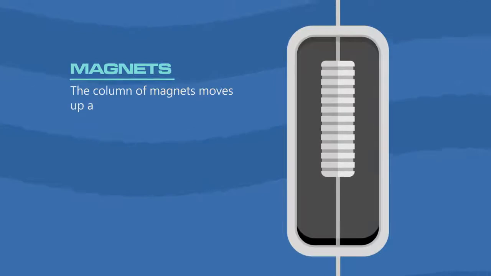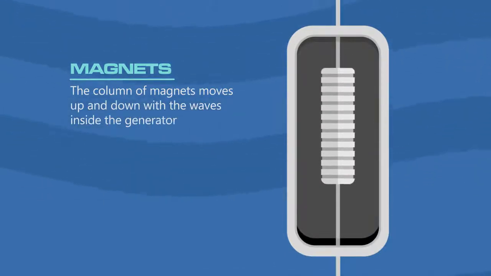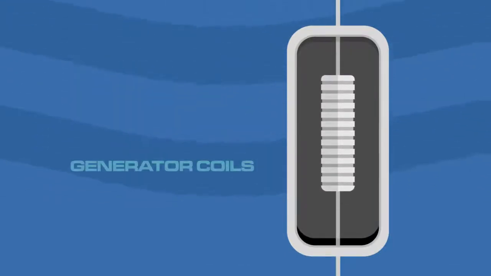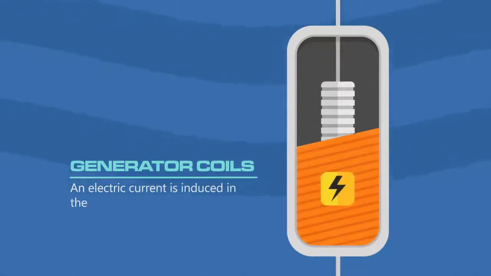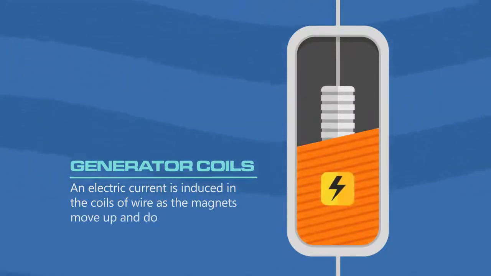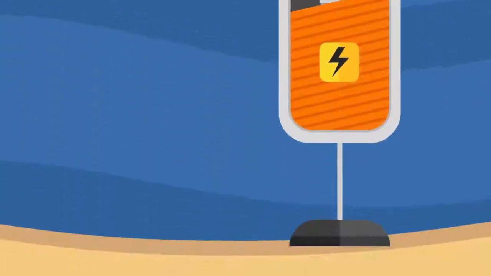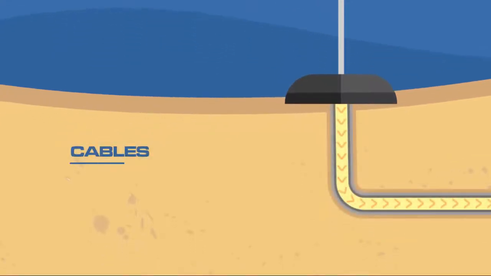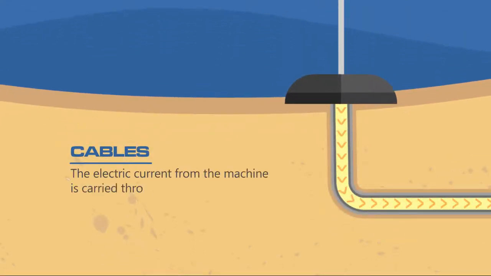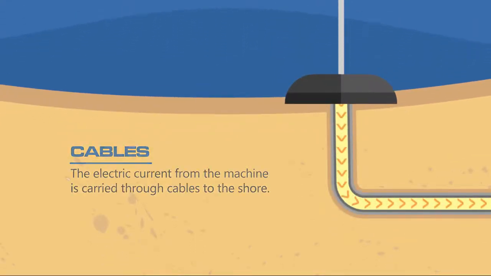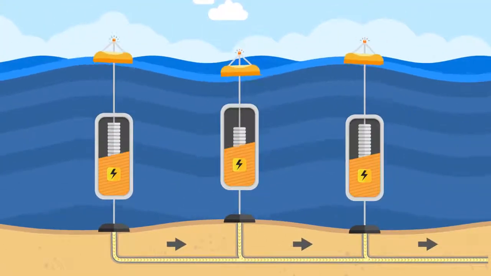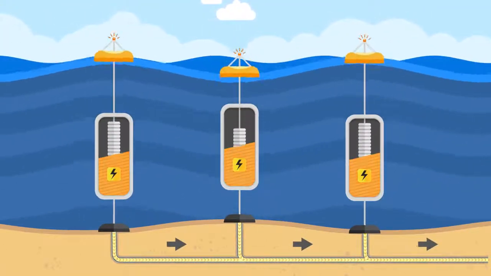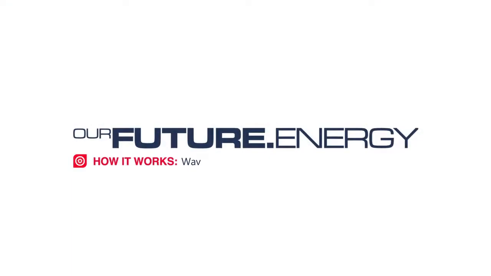Now, these magnets which you see down here move up and down with the waves inside the generator. In the generator coil, an electric current is induced as the magnets move up and down. These are secured by an anchor to the seabed, and from the seabed, through electric cables, the electric current is passed on. These electric cables take the energy to the power stations for storage, children.